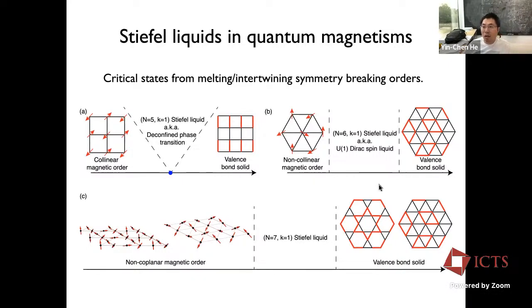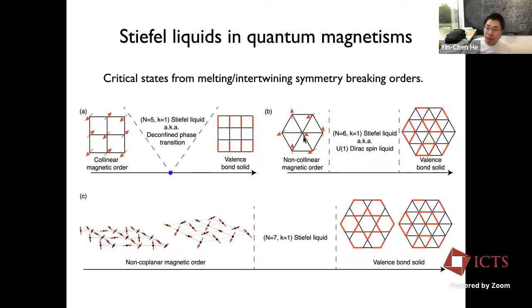So this gives us not just a physical picture of those Stiefel liquids. On the one hand, it tells us how to experimentally measure them. What you want to do is find a way to measure the critical mode of the spin ordering, as well as the valence bond ordering, right? And this also gives us a way to find them in either experiments or numerics.